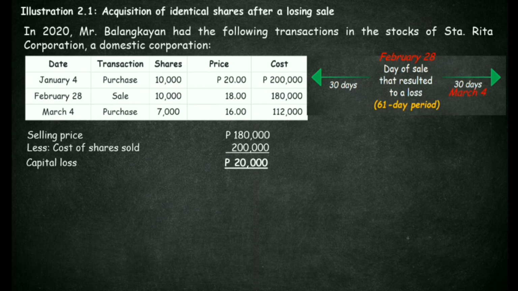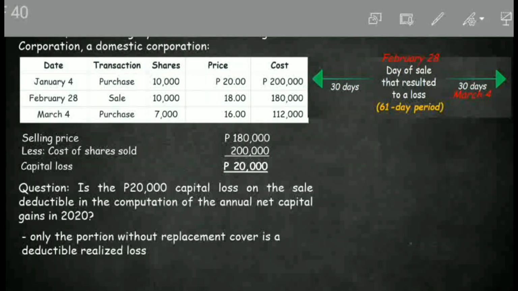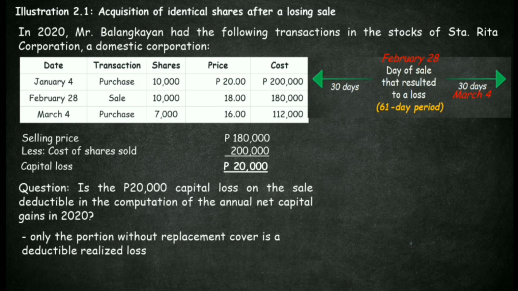Okay. March 4. Question is, pasok ba siya sa timeline? Pasok siya, di ba? Within 30 days after the day of the sale that resulted to a loss. So, that means merong wash sale na nangyari. But take note ha, yung wash sale dito is only up to the 7,000 shares that was acquired on March 4, 2020. So, out of the 10,000 shares na binenta on February 28, only 7,000 yung nagkaroon ng replacement. And that was the shares acquired on March 4, 2020.